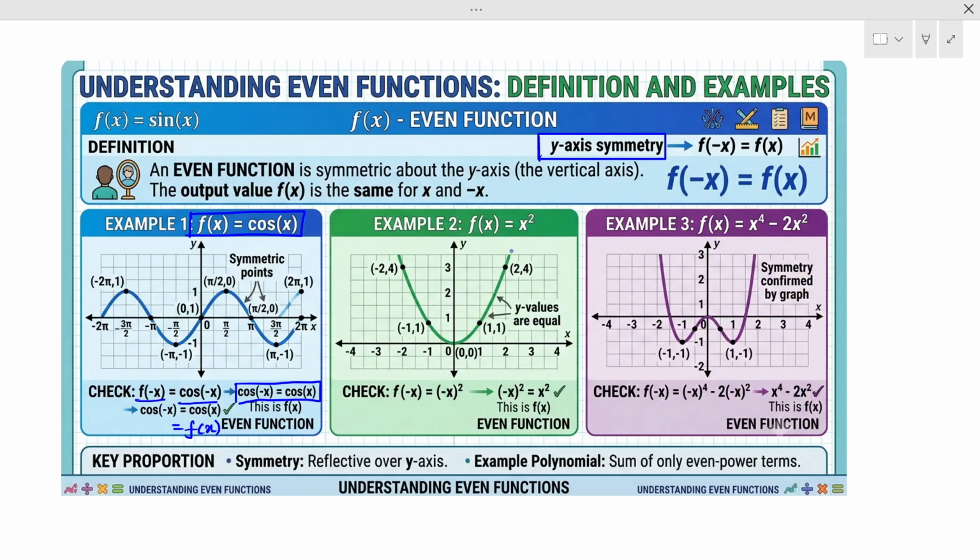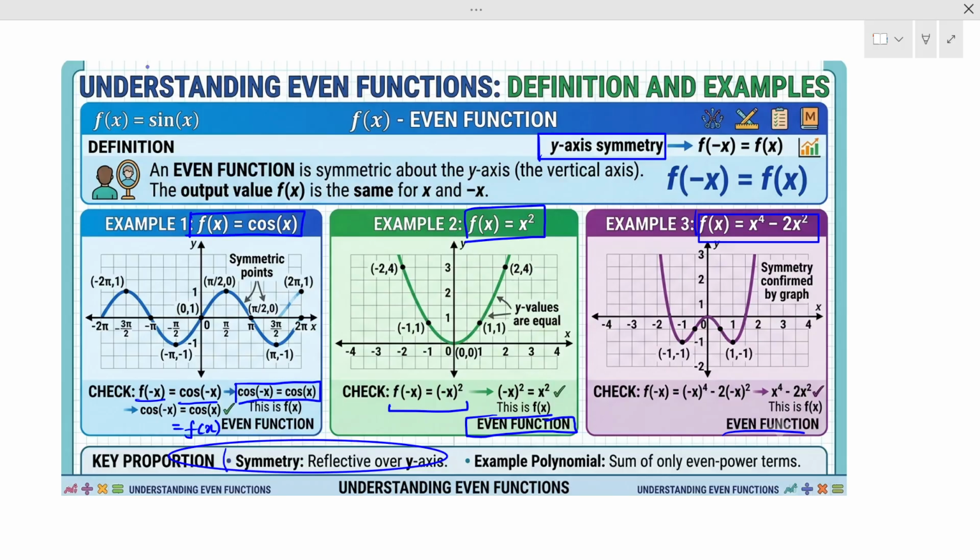Similarly, we have just seen for f(x) = x², f(-x) = f(x), so that's why x² is an even function, right? Similarly, we can check for this. If you put f(-x), then also we will get f(x), right? So what are the key factors? First is it is symmetric, right?